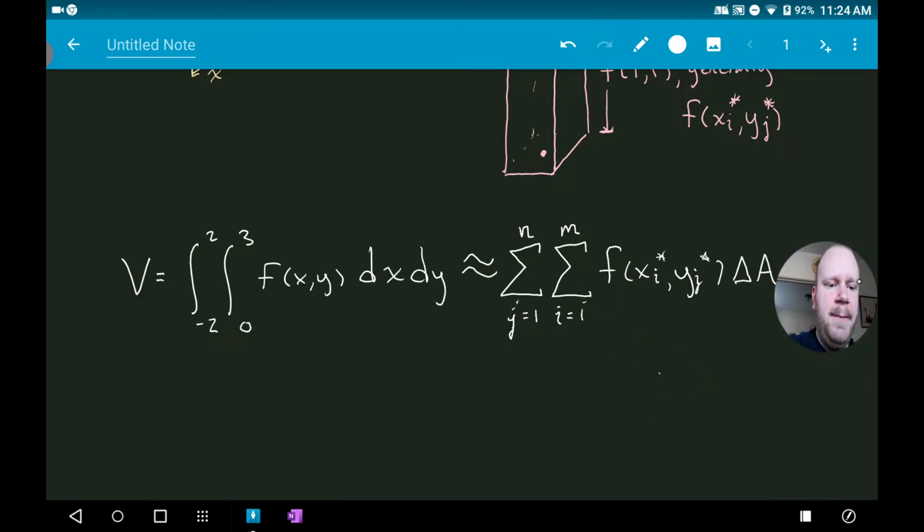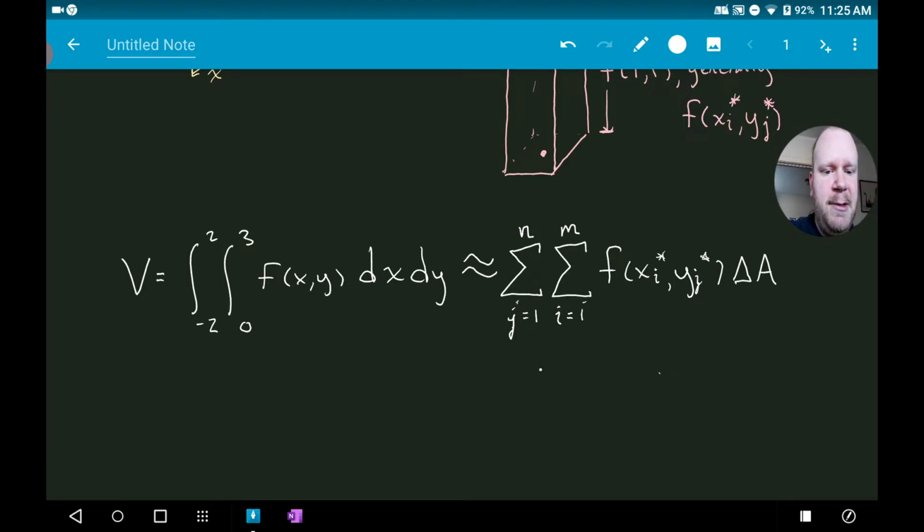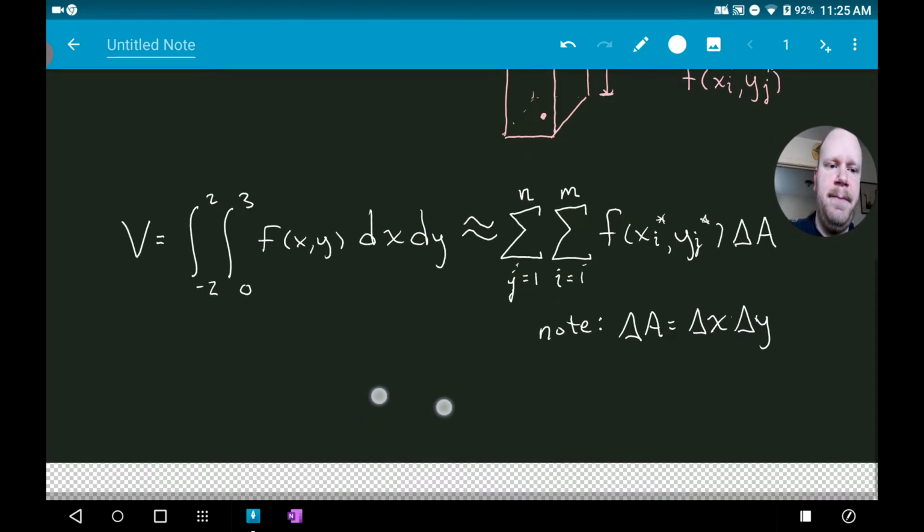I'll just write a quick note here. It says, just remember that delta A is equal to delta x times delta y. Okay, so this is us approximating the volume set up by this double integral here. I don't think it's going to do you a lot of good to just simply memorize this formula. You really need to be able to do this in the context of a problem. And the way that you can do that is to just be able to think about what each of these pieces represent. So I'll give an explanation of that now.